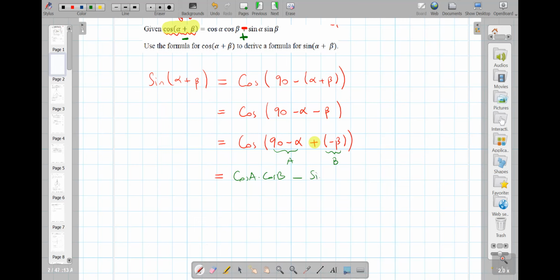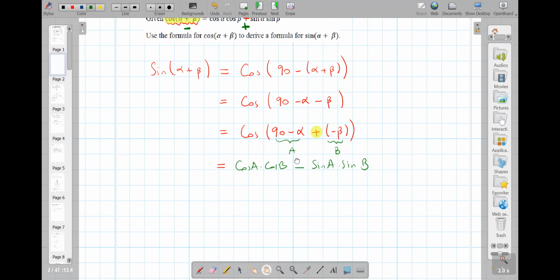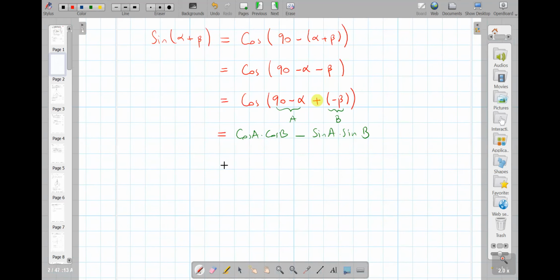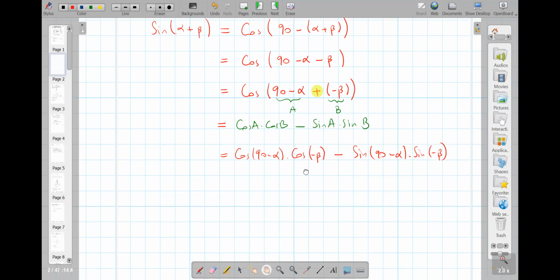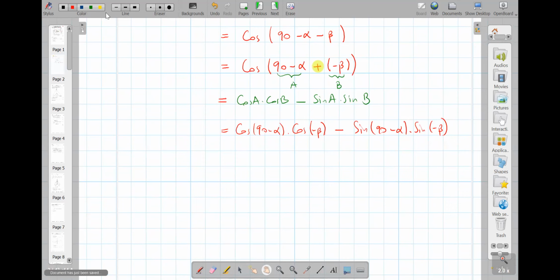It's minus sine A and sine B. So I know those are A's and B's, so it's just time to substitute there. So it is cosine, what is A? 90 minus alpha. And then cosine B is negative beta. So we punish: minus sine of (90 minus alpha) and sine of negative beta. So the last step is just the simplification. You shouldn't have any problem in writing this straight from now.